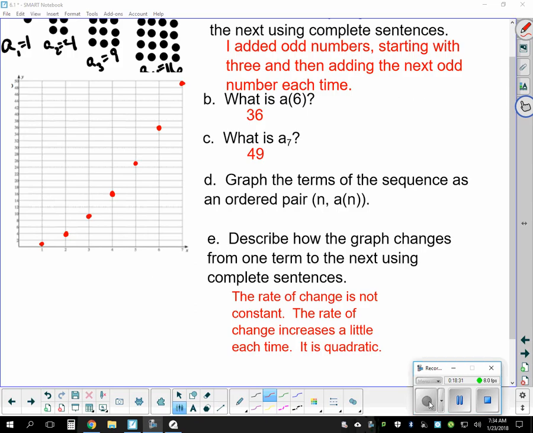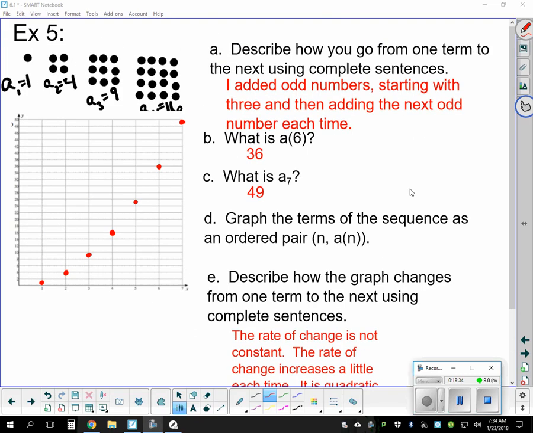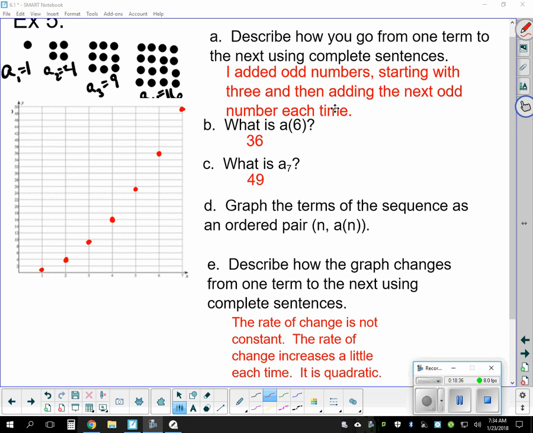Okay, now that you've done it, check your answers and see if you have what I have. You might have struggled with how to phrase this. I said I added odd numbers, starting with 3 and then adding the next odd number each time. So adding 5, then 7, then 9, etc. Hopefully you recognize that as the pattern. A sub 6 or A of 6 is 36. A sub 7 is 49. Here's my graph. This is not a straight line. The rate of change is not constant.